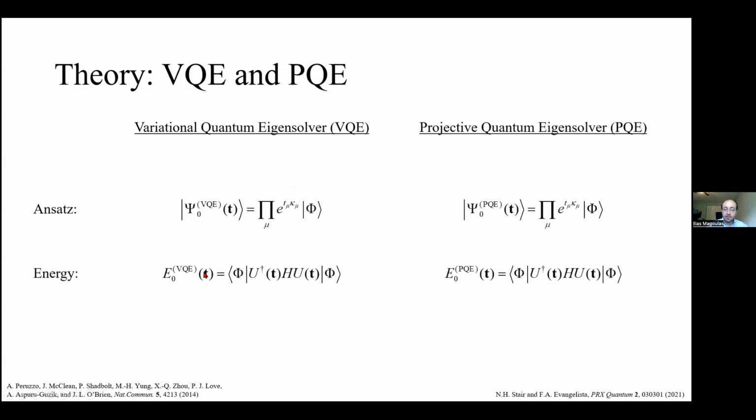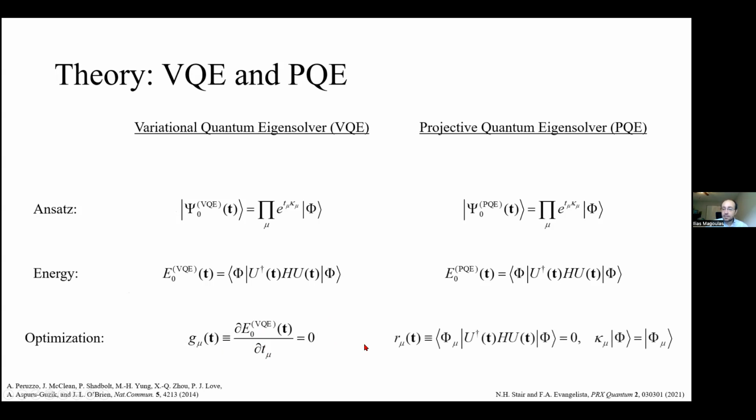Where the two methods differ is on how you compute the optimum parameters for these T guys. In the case of VQE, the optimization is done variationally. So we're looking to find the parameters T that will minimize the energy, and this translates into computing the gradients of the energies with respect to the T amplitudes and setting them equal to 0. In the case of PQE, we use an approach that is similar to traditional coupled cluster theory, and we compute the residuals and set them equal to 0.